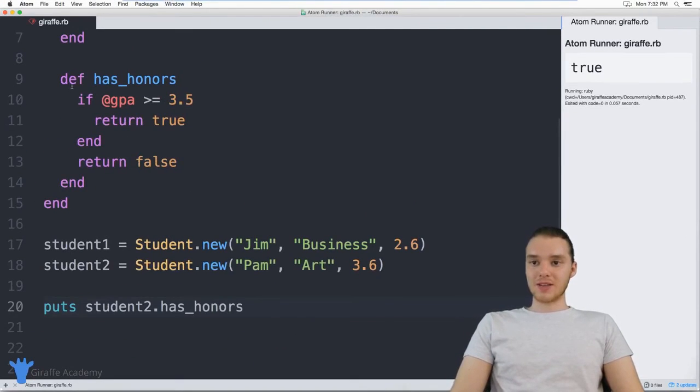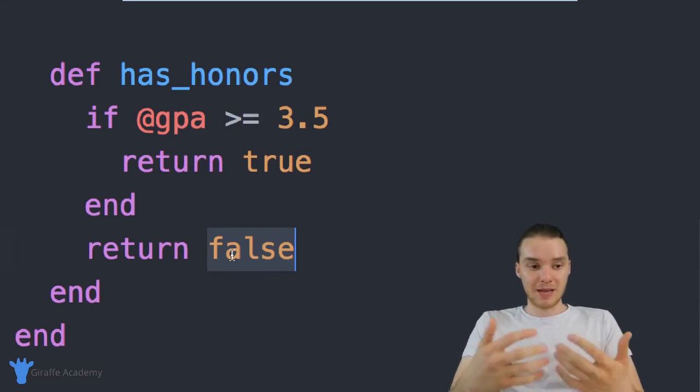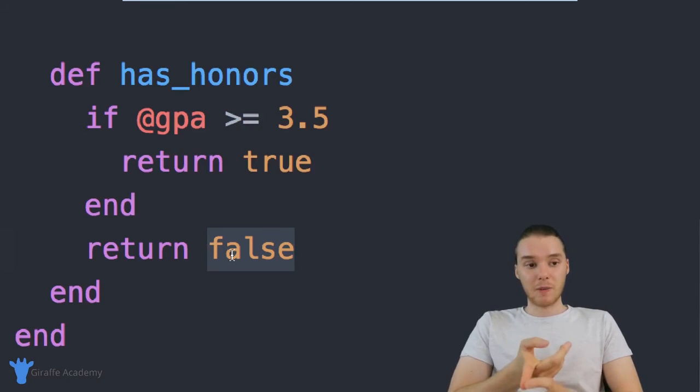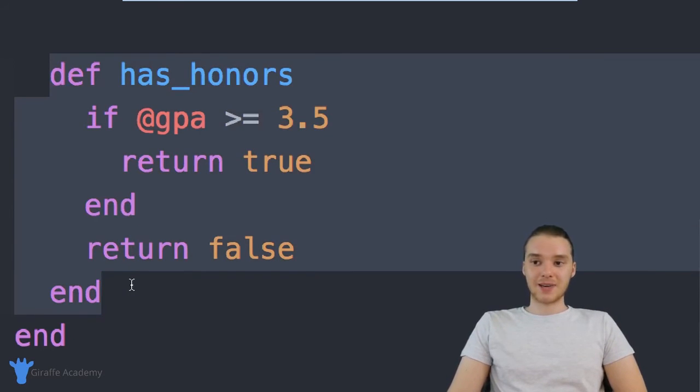And what I want to point out is this has_honors method is going to be using different information depending on what object is calling it. Right, so when Jim is calling this method, Jim has a GPA less than 3.5, so it's going to return false for Jim. So for the Jim object, for the Jim instance, it's going to return false. But for the Pam object, Pam's GPA is higher than 3.5, so it's going to return true. We can basically define a method that can be used on all of the objects for our specific class. And we can do it using something like this.